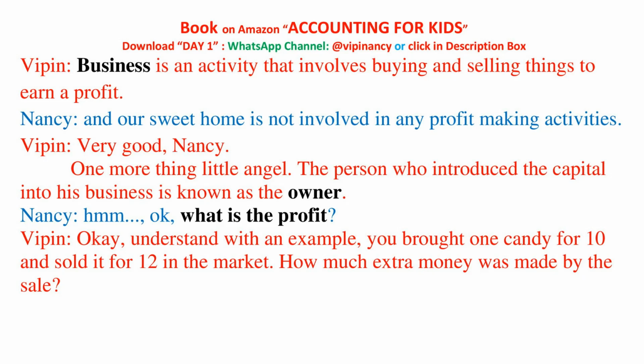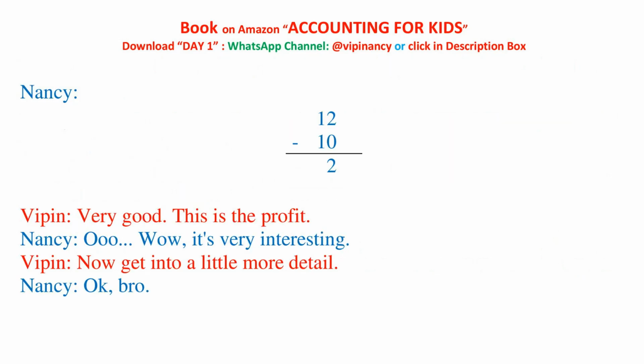Nancy. Okay. What is the profit? Vipin. Okay, understand with an example. You bought one candy for 10 and sold it for 12 in the market. How much extra money was made by the sale? Nancy. 12 minus 10 equals 2. Vipin. Very good. This is the profit.